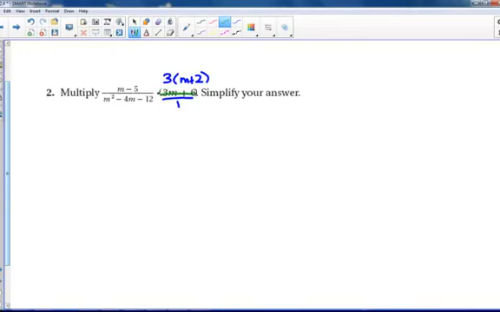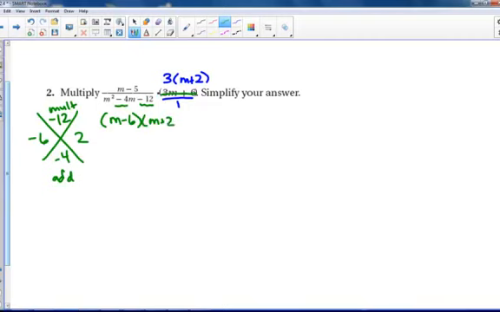All right, in the denominator here, 2 numbers that multiply to give negative 12, that add to give negative 4. Remember your diamond puzzle? That would be negative 6 and positive 2. So my factored form here is m minus 6, m plus 2. I'm no longer looking at that.